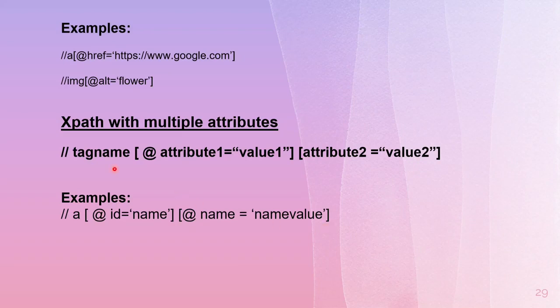So the syntax of this is the two double slashes, tag name, open bracket, @attribute1 equal to value1, and then attribute2, value2. Similarly, attribute3, value3. So you can go on as you wish. Okay, so this is a way of accessing multiple attributes in relative XPath.